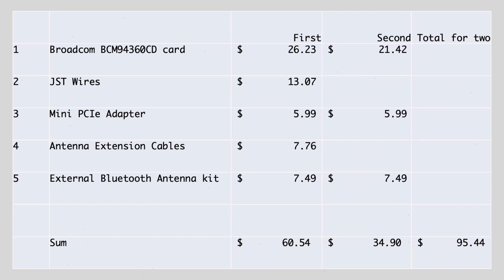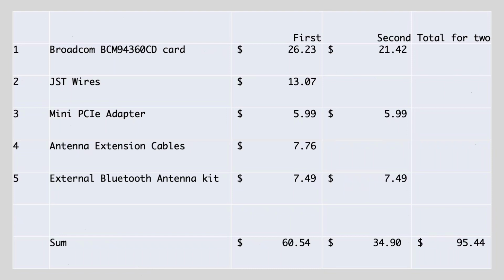That's for a pack of two. The external Bluetooth antenna kit was $7.49. So for the first Mac, that's a total of $60.54. To upgrade a second Mac, you don't need to buy more JST wires. It only takes three, there are 10 in a bag. So you actually have enough to do three Macs in one bag.